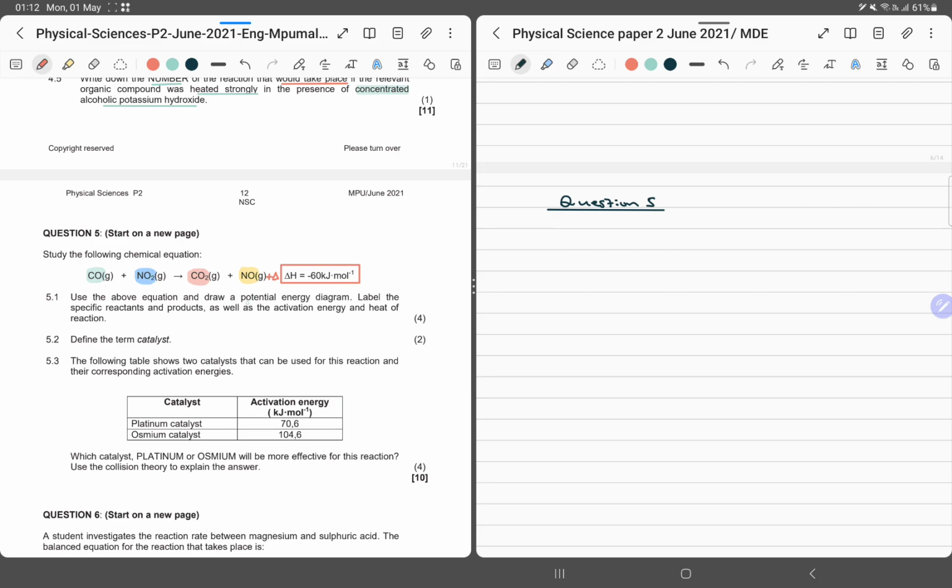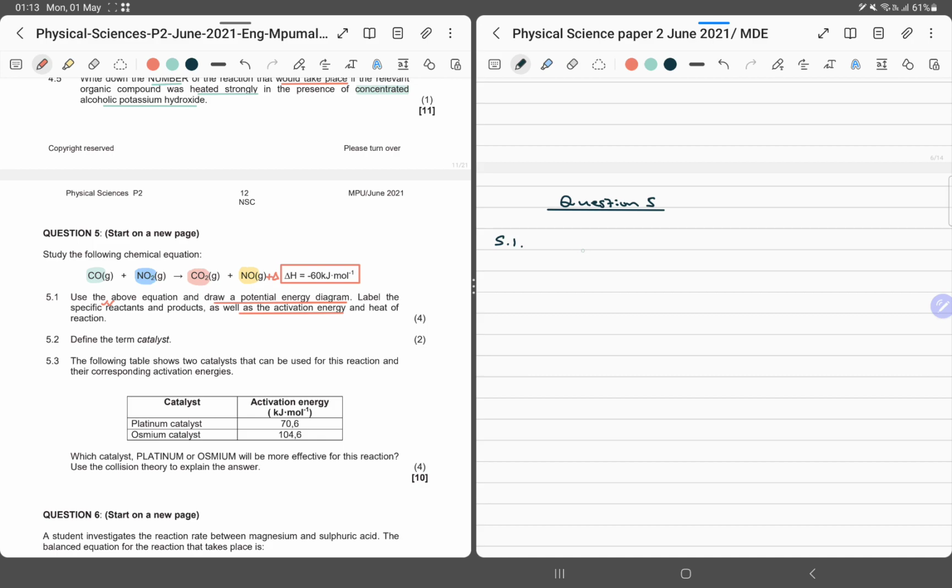Now it says here, use the above equation and draw a potential energy diagram. Okay. Label the specific reactants and products. See, they want the specific reactants and products as well as the activation energy and the heat of the reaction. So this is a very easy question. So 5.1, we can deal with it this way.